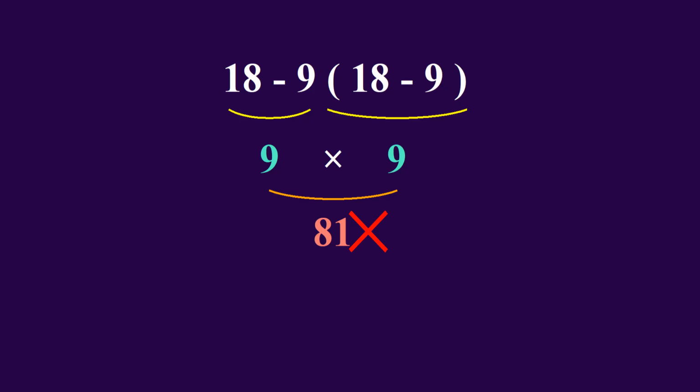But this answer is not correct, because according to the order of operations we have to work on the parentheses first, then work on multiplication, and at last work on adding and subtraction. So first we do this subtraction, then this multiplication, and at last this subtraction.